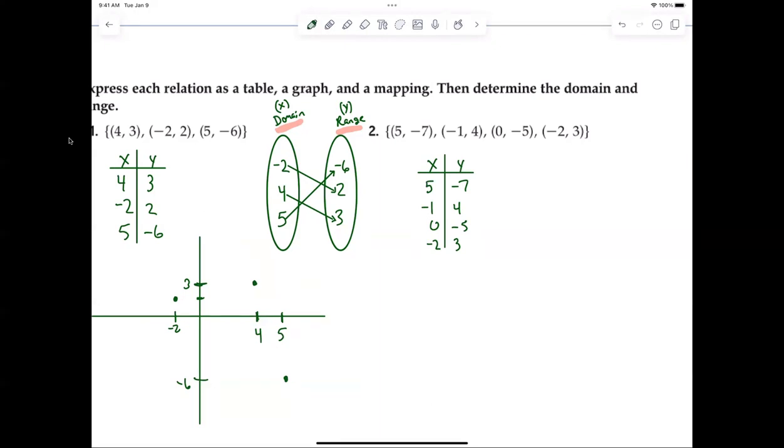Can you do like a separate graph? Yeah, now you're going to do a separate graph. That's why I say graph number 1 and then number 2. And then do your mapping. And put your numbers in numerical order for the mapping.